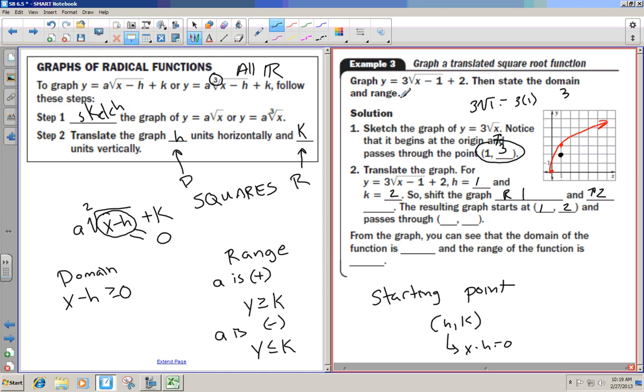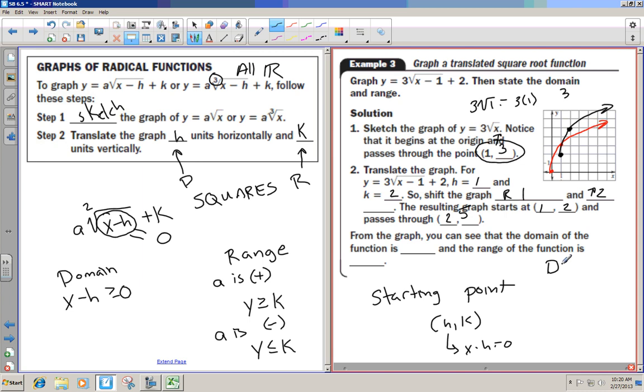You don't have to actually graph the parent function. Now what it's asking is, the graph starts at 1, 2 because we shifted from 0, 0, right 1, up 2. Then this point, 1, 3 also shifts. 1, 3 goes right 1, up 2, and is now right here. So now this graph looks like that. So now it passes through 2, 5. Sorry for that, but the next part here is going to be domain.